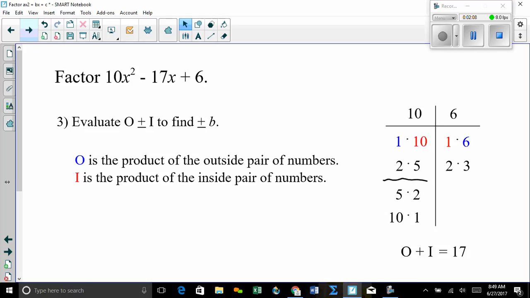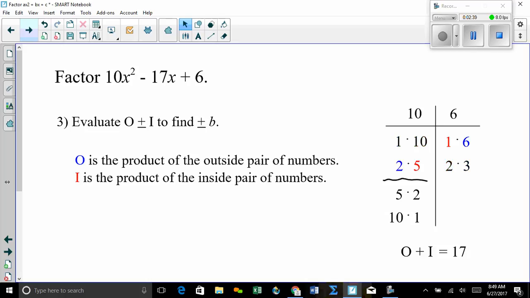So when we evaluate, the outside pair is 1 and 6. So 1 times 6 plus 10 times 1. That happens to be 16. So that pair doesn't work. We'll move on to the next pair of factors. 1 times 3 is 3. 10 times 2 is 20. 3 plus 20 is 23. That pair doesn't work. Move on to the next pair.